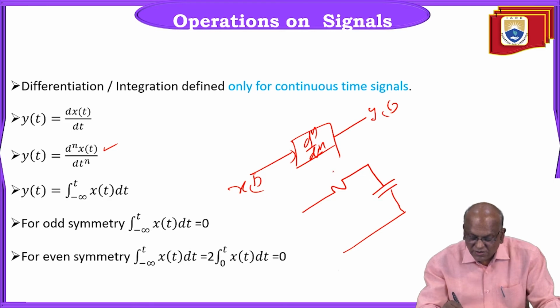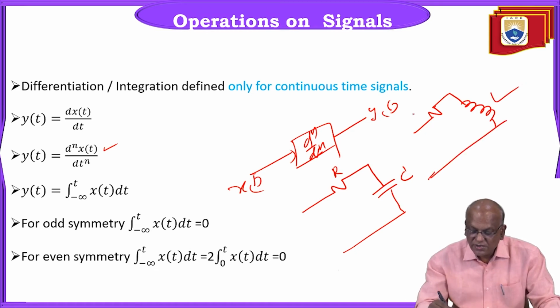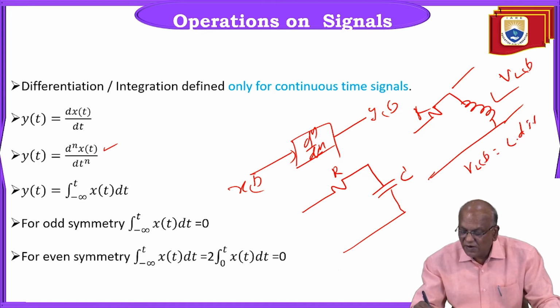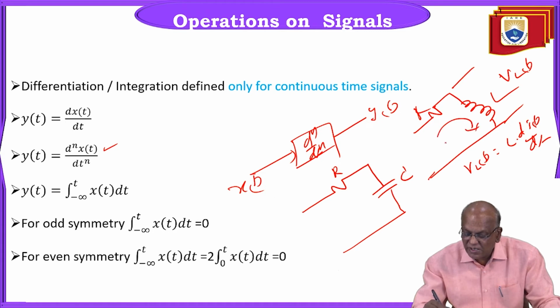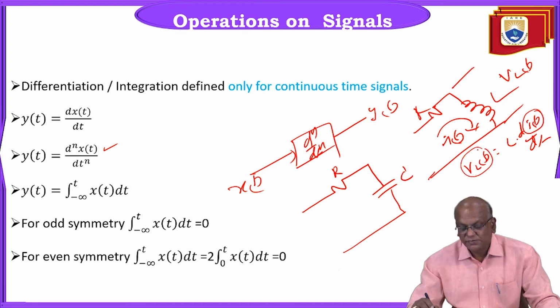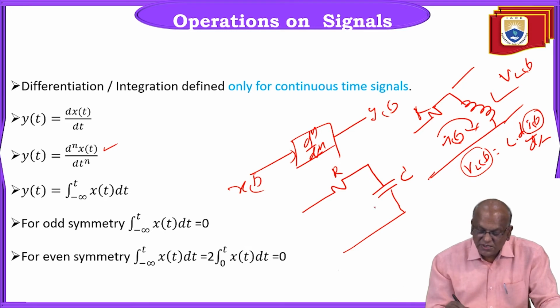We also consider the RL circuit. You see the RL circuit. In the RL circuit, the output value is given by VL of t, where VL of t is given by L di of t divided by dt, where i of t is nothing but the current passing through the inductor. That is why i of t is the input signal and VL of t is the output. This gives the relationship that the first derivative of the current signal is the voltage across the inductor.